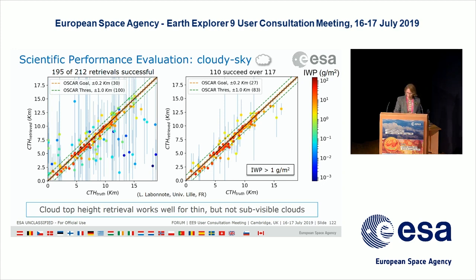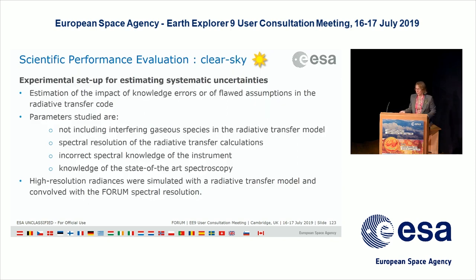So for the clear sky, we look at the two components of the uncertainty. So this is the systematic uncertainty and the random uncertainty. So first we're looking at the systematic uncertainty. So you get systematic uncertainties from knowledge errors or flawed assumptions in your radiative transfer code or your instrument. And so the parameters studied here are not including interfering gaseous species in the radiative transfer model, the spectral resolution of the radiative transfer calculations, and incorrect spectral knowledge of the instrument, and the knowledge of the state-of-the-art spectroscopy.